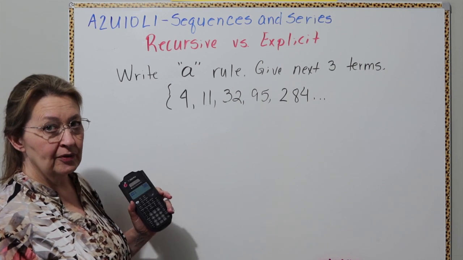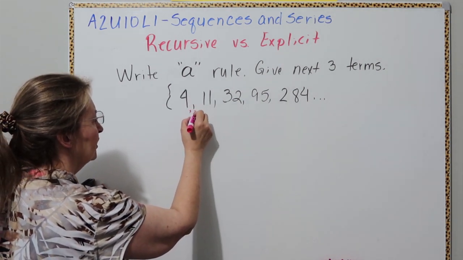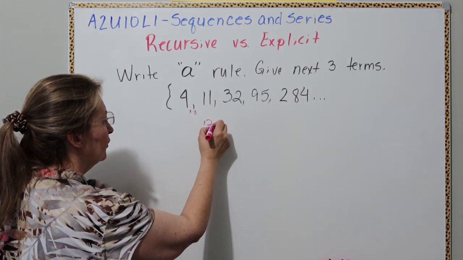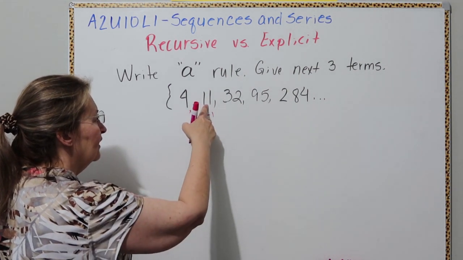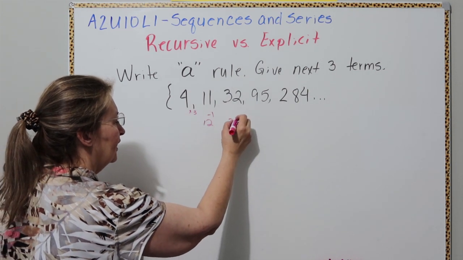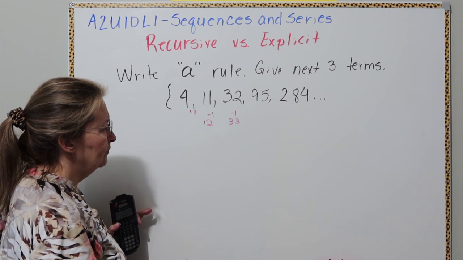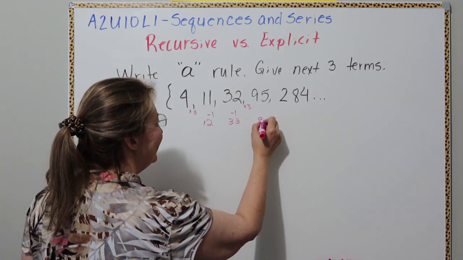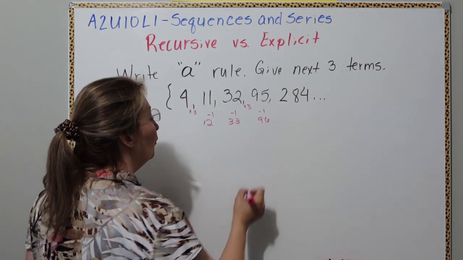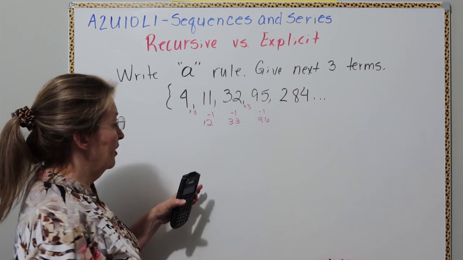Let me go ahead and try 3. What happens if I multiply 4 times 3? Well, I get 12, which is only 1 away from 11. If I take 11 times 3, I get 33, which is only 1 away from 32. If I multiply 32 times 3, I get 96. Once again, that's only 1 away. So that looks like my pattern right there.